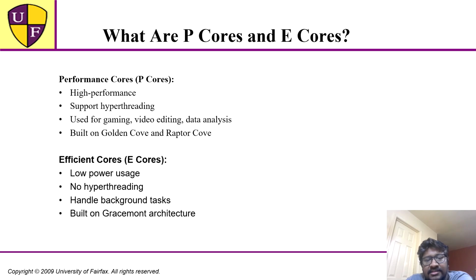This design lets your computer automatically choose which core to use depending on what you are doing. For example, checking emails uses E-cores, but editing a video will use P-cores. So this makes the system both fast and energy efficient. So this is all about P-cores and E-cores. Now we'll move on to the next slide.